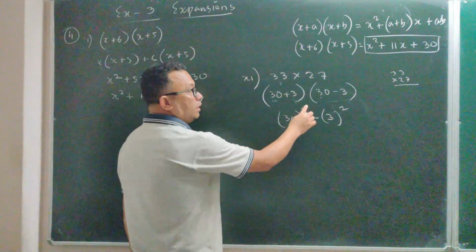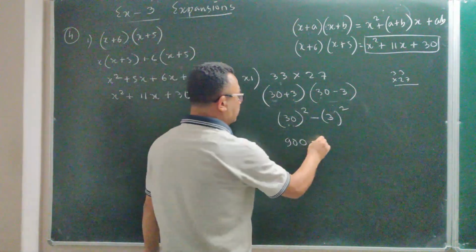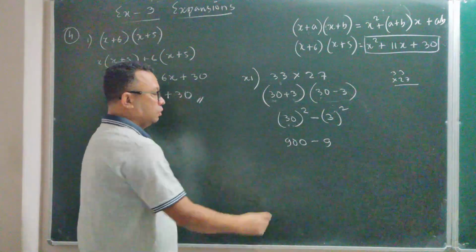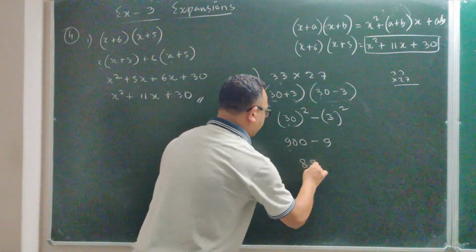So yeah, 30 square, 3 into 3 is 9 and 2 zeros here, because 0 into 0. Then minus this 9. So 900 minus 9 is 891.